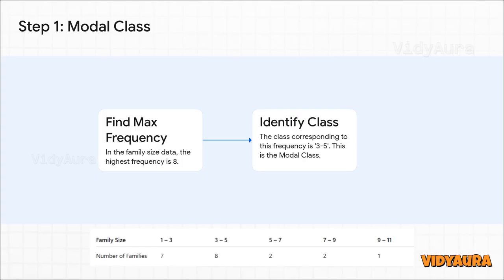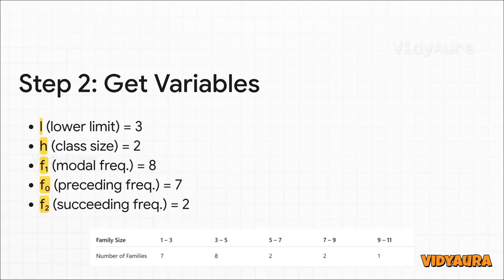First things first, we've got to find our modal class. Looking back at our family size table, the 3 to 5 group has the highest frequency, which is 8. So that's our modal class. Step 1, done.